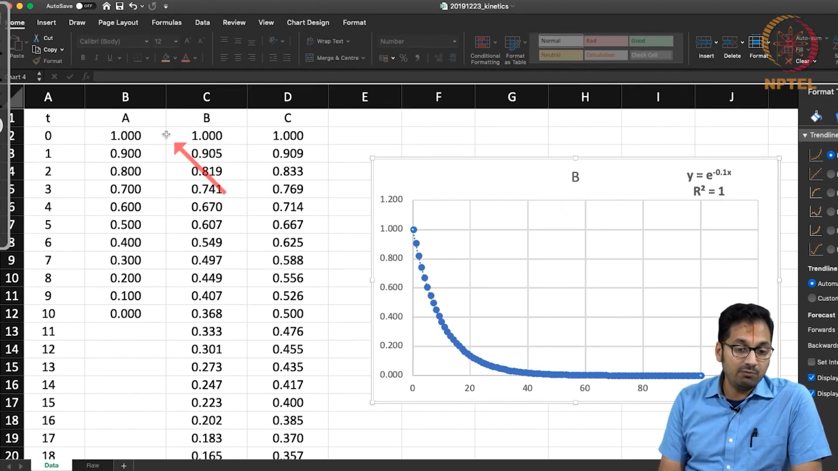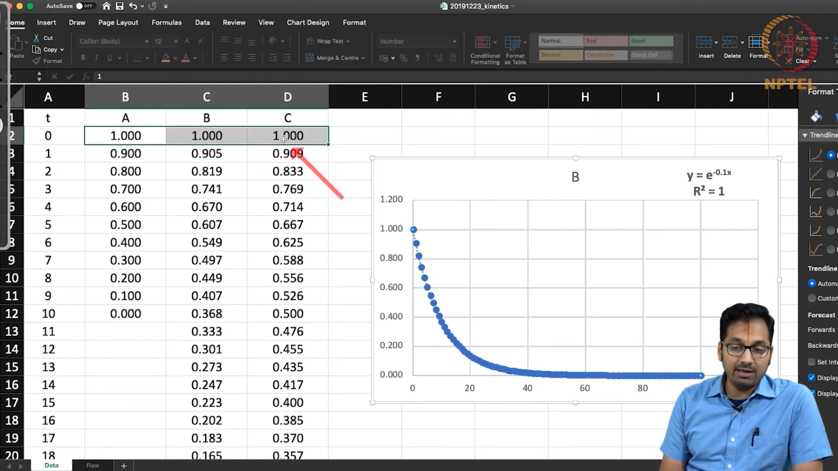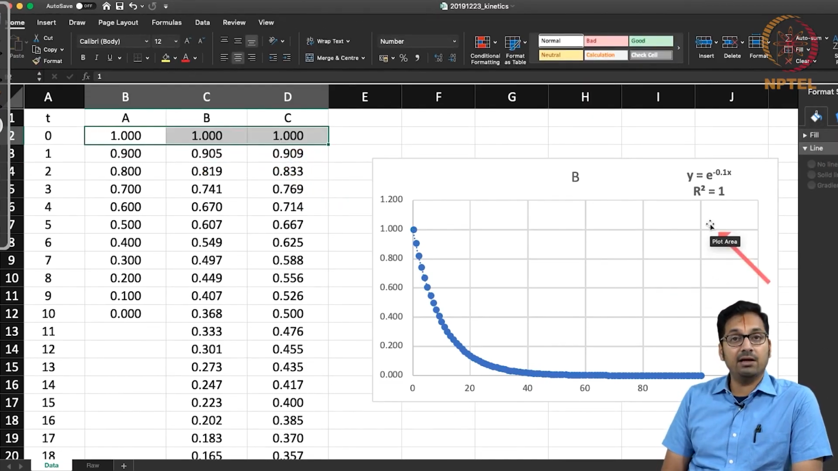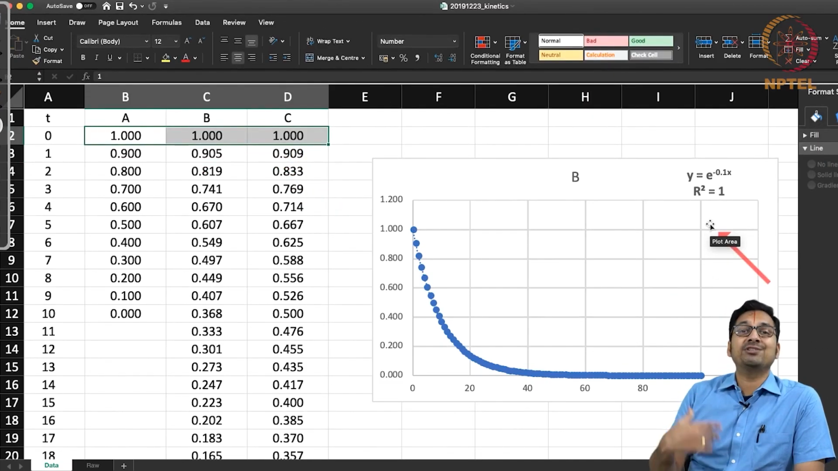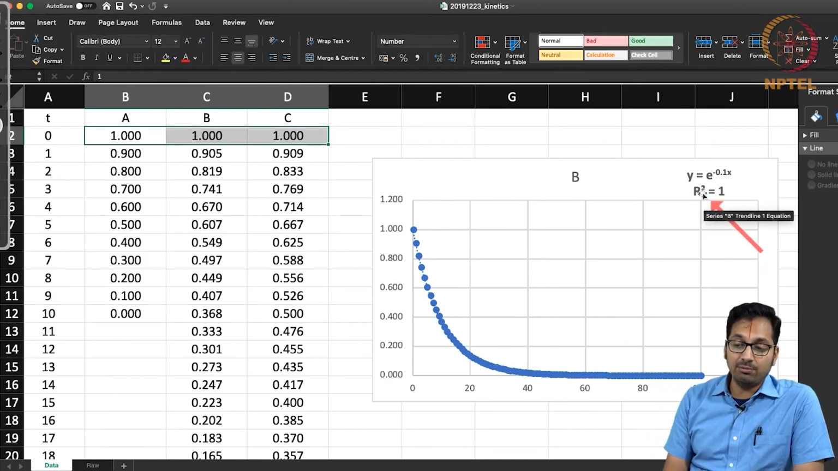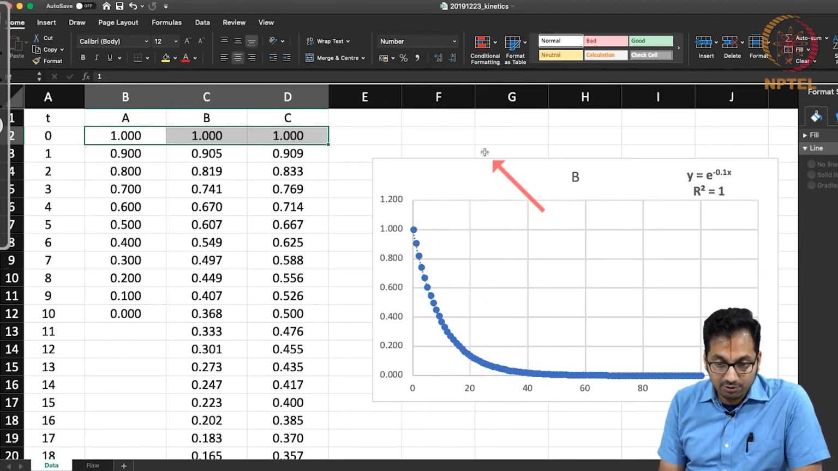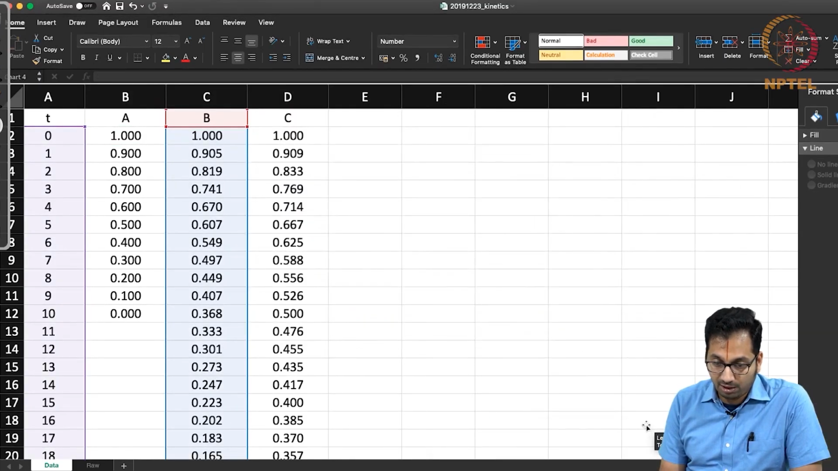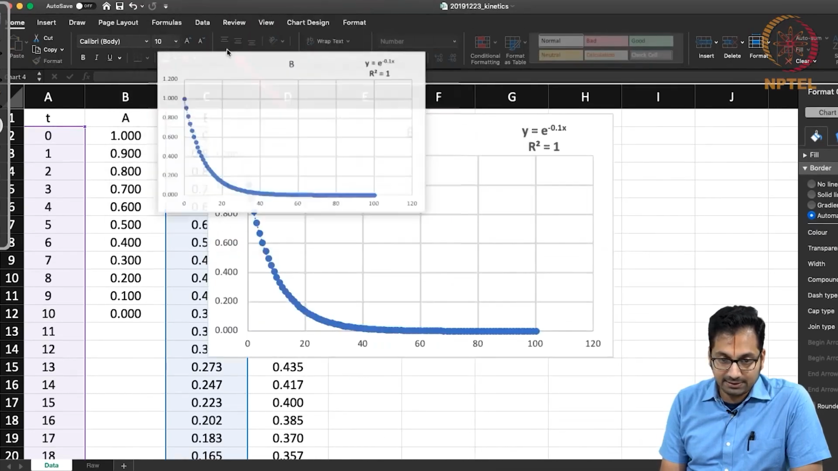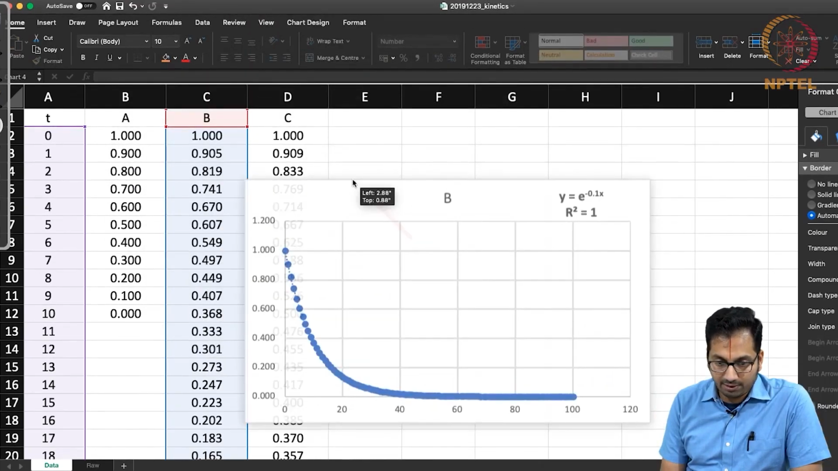Since we are starting with 1 unit of concentration, we are able to realize this is indeed a first order reaction. And of course, since it's simulated data, you are also able to see that the R square is actually equal to 1. And if you see now the dotted line, you are not even able to see the dotted line because all of them are indeed passing nicely through all the data points.